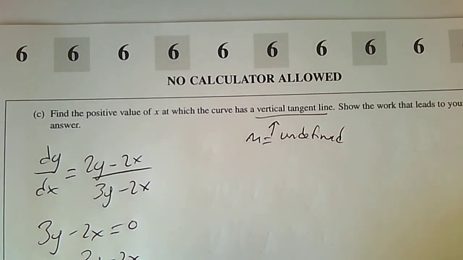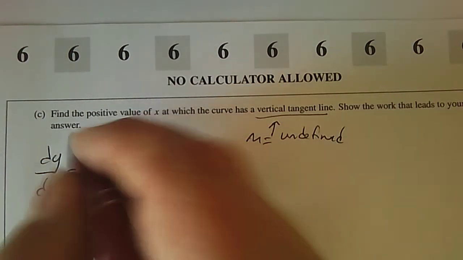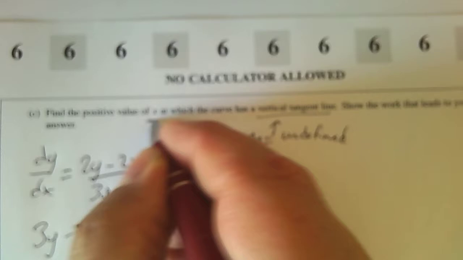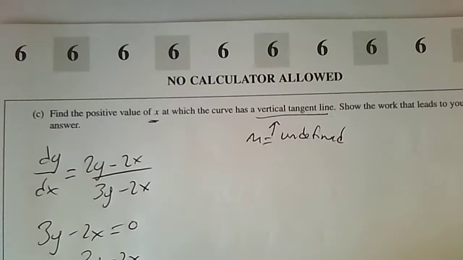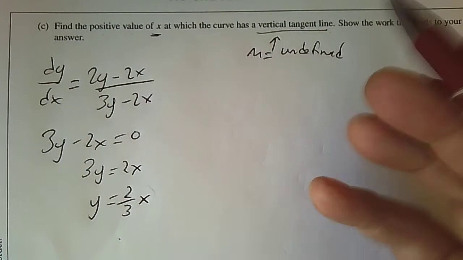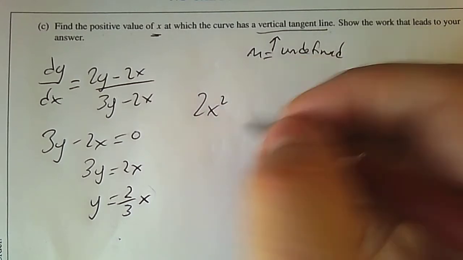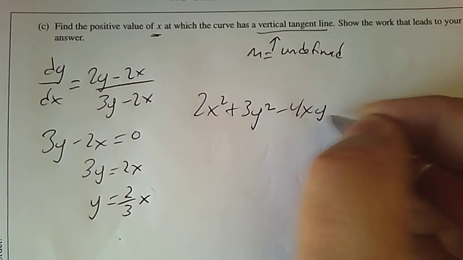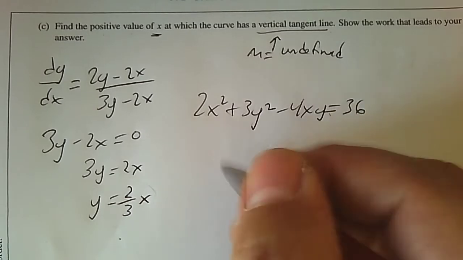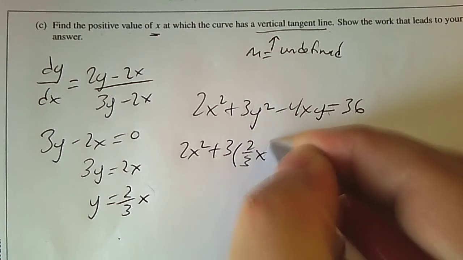Then we need to substitute back into the equation. It says find the positive value of x that has a vertical tangent line. So we did this work, and now we know what y equals. Think of it like a system. Go back to the beginning, which you have 2x squared plus y squared minus 4xy equals 36. Now, wherever there's a y, put in 2/3 x.